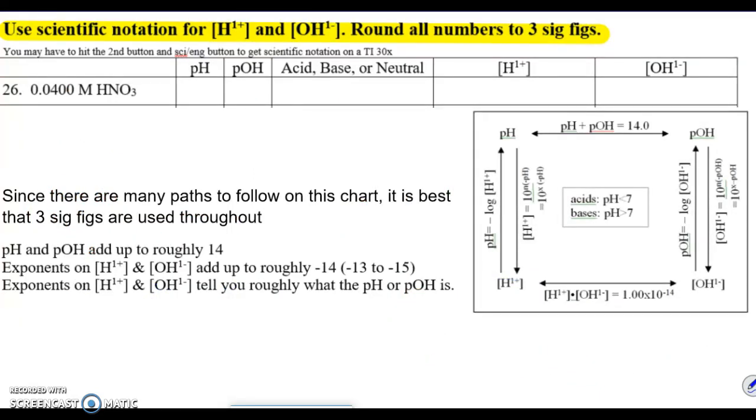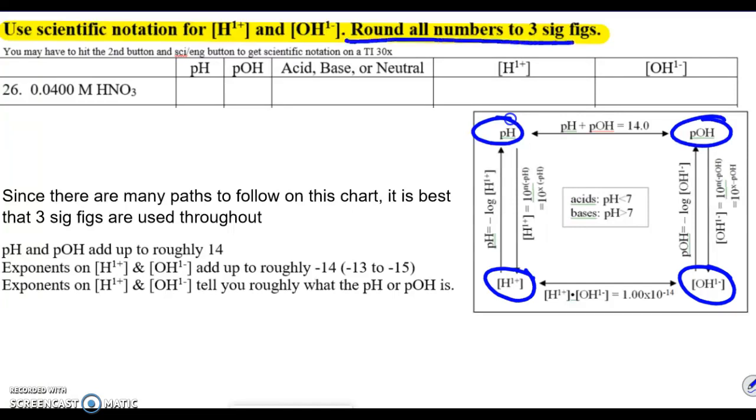26 is where we're going to start doing some of the questions that are like the 60s. The 60s are your actual homework after I've taught you this material. So here we're going to use all 4 corners of this chart and all of these chemical mathematical setups. We're going to go with 3 sig figs with all numbers.